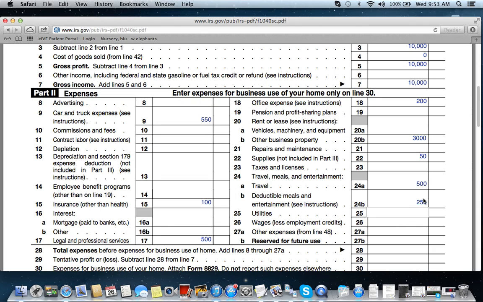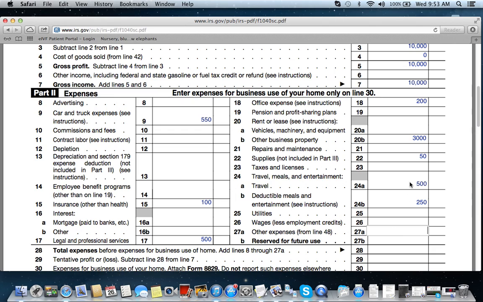Utilities. This is if you pay electric, gas, water, any kind of utility bill you have associated with your business, you deduct there. Wages. This is if you have employees, you'd put the wages you paid them there. Or wages could even be wages to yourself. If you're in an LLC taxed as an S Corp, you have to pay yourself wages, and this is where you have to actually report the wages you pay yourself so you can take those off the income.